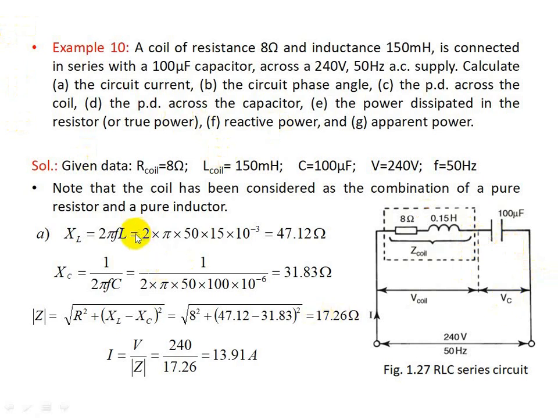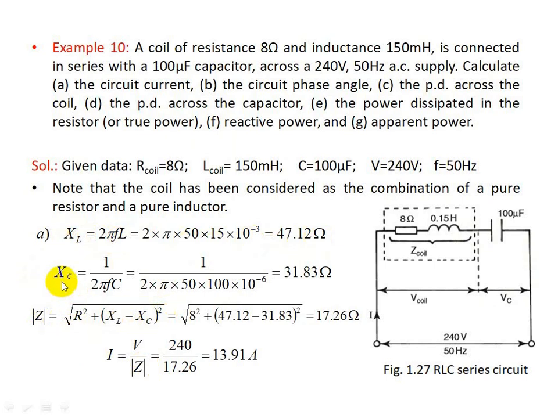Now we'll see how to find out the values. First we'll find out the current in the circuit. To find the current, we have to use the formula V by Z. Z is nothing but the impedance of the circuit. We have to use this formula, root of R square plus XL minus XC whole square. So what about XL and XC? We have to find them. XL is 2 pi FL, so it comes to be 47.12 ohms.